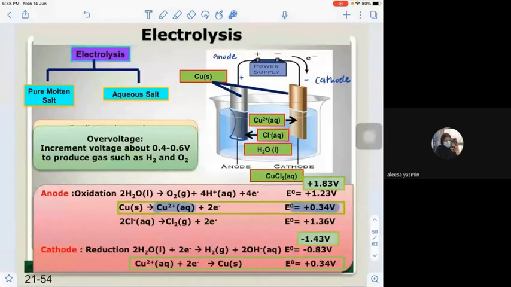Let's look at the cathode. Which one will be reduced? H2O is negative 1.43 and copper is positive 0.34. The more positive the value, the more readily the reduction occurs. This is more positive than this, that is why the product at the cathode will be Cu solid. So we will observe this Cu electrode become thicker, as more Cu solid is produced and deposited at the cathode.